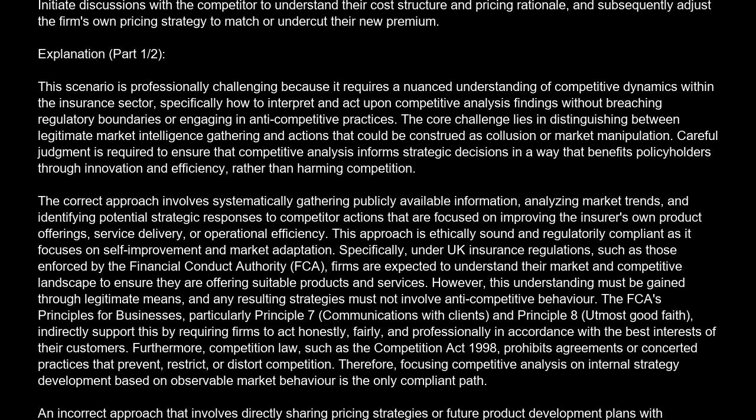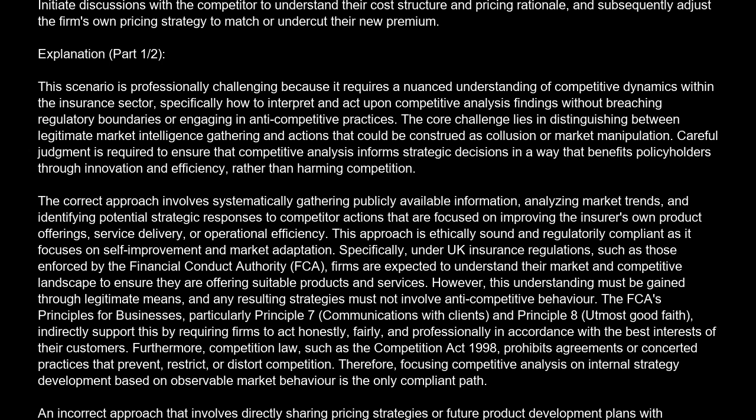Explanation: this scenario is professionally challenging because it requires a nuanced understanding of competitive dynamics within the insurance sector, specifically how to interpret and act upon competitive analysis findings without breaching regulatory boundaries or engaging in anti-competitive practices. The core challenge lies in distinguishing between legitimate market intelligence gathering and actions that could be construed as collusion or market manipulation. Careful judgment is required to ensure that competitive analysis informs strategic decisions in a way that benefits policyholders through innovation and efficiency, rather than harming competition.